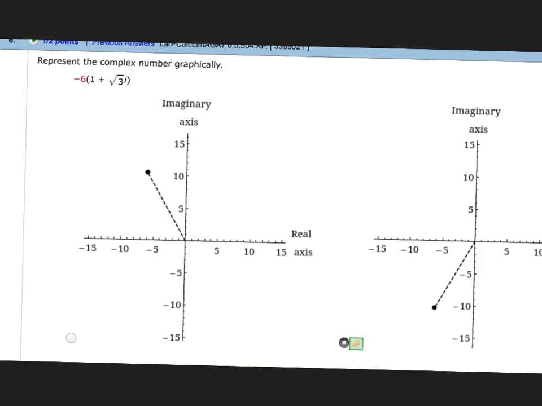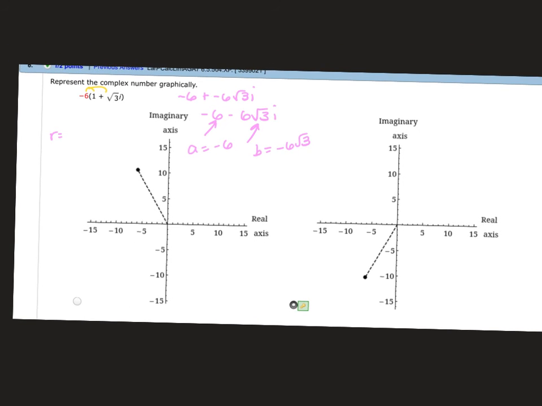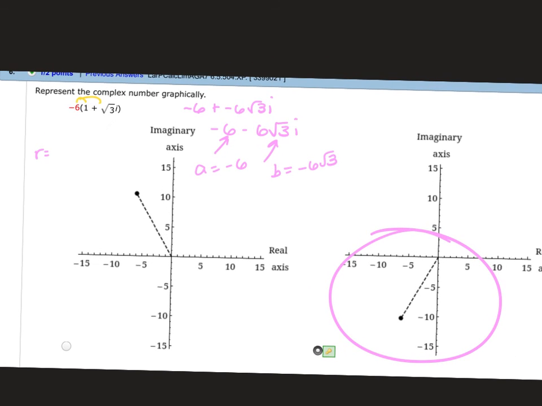So this, if I just distribute the negative 6 in here, I end up getting negative 6 plus negative 6 root 3i. So it'd be negative 6 minus 6 root 3i. This is my A, so A is negative 6. This is my B. B is negative 6 root 3. So when I want to find R, well, first of all, I'd plot it, and it would be here, third quadrant, because you're going to go left and you're going to go down. And then this would be the square root of negative 6 squared plus negative 6 root 3 squared.